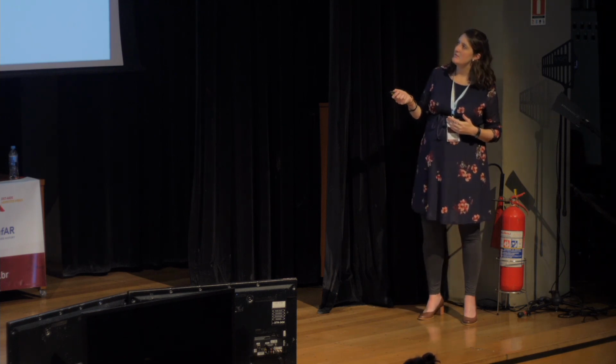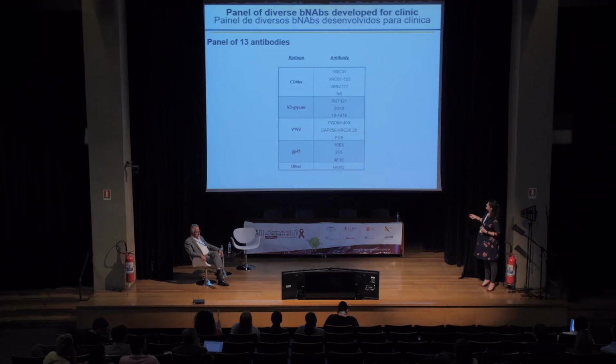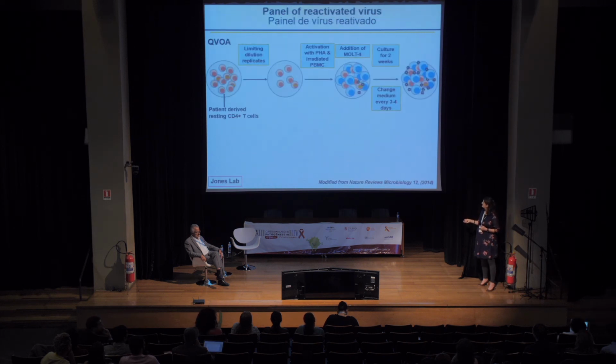And so for this project, we came up with a panel of 13 antibodies that are currently being developed for clinical trials or have been used in clinical trials, so we think there's some treatment relevance. And then I separated them here by the epitopes that they see. So we have the receptor binding site, V3 glycan, V1V2, and gp41.